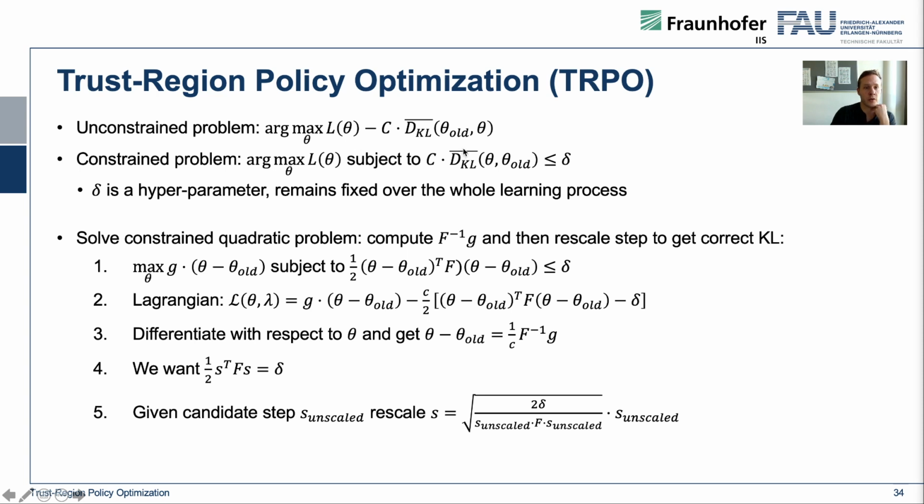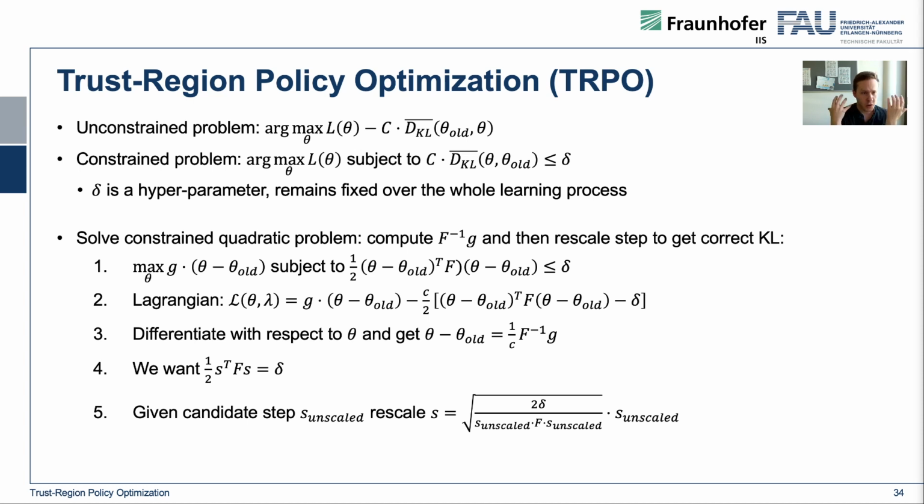You can also formulate it as a constrained optimization problem, where you want to maximize your surrogate function L with respect to your parameters, subject to a KL divergence constraint, where the KL divergence is constrained by your trust region delta around your current point. Delta is a hyperparameter that usually remains fixed over your learning process to find your actual optimized point.